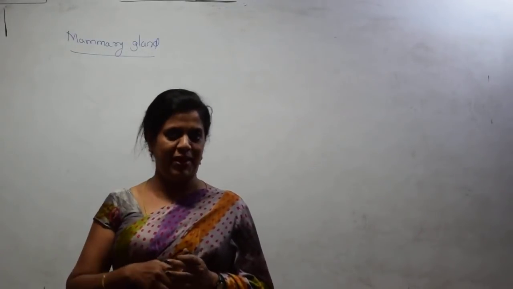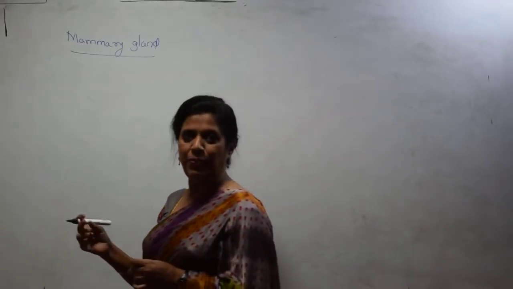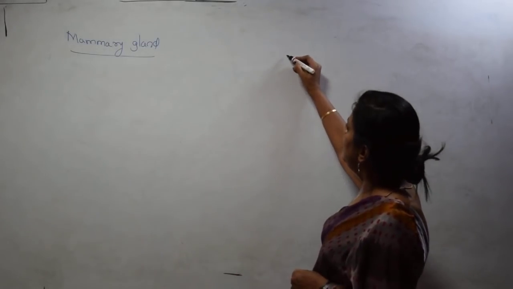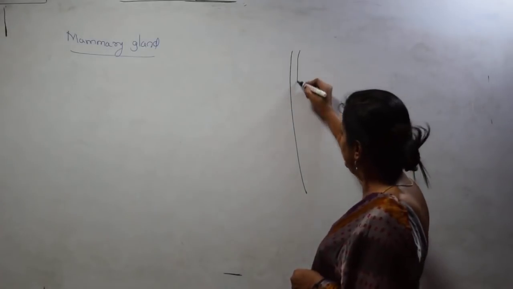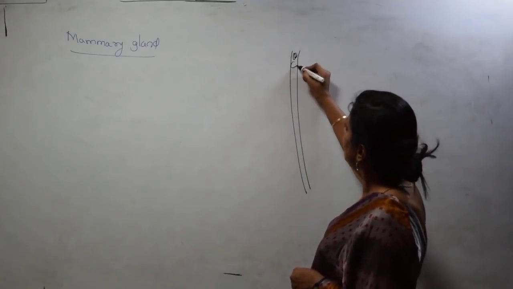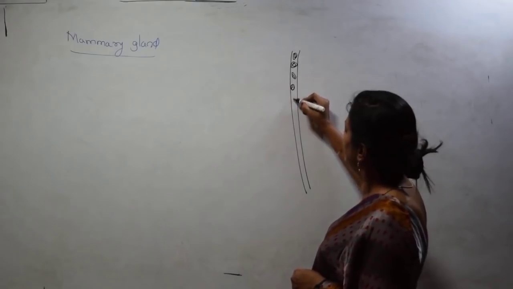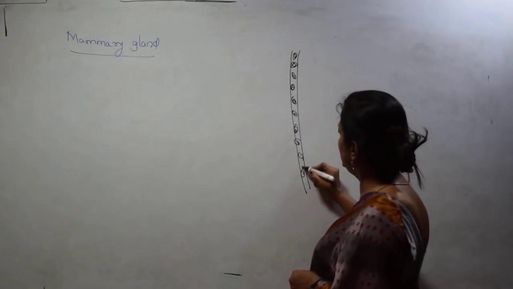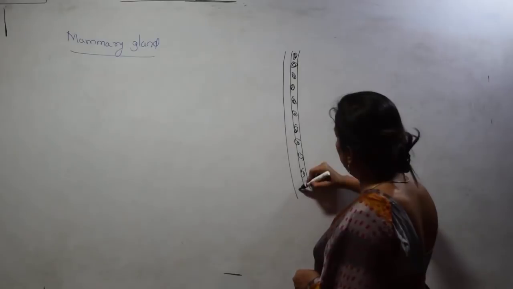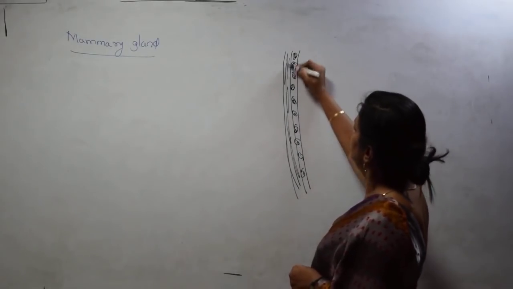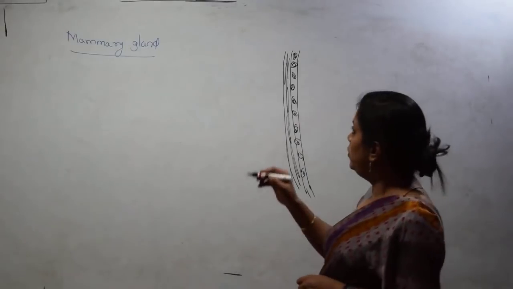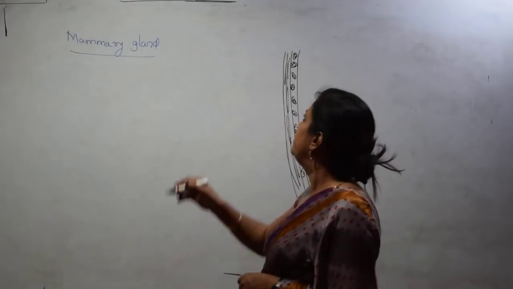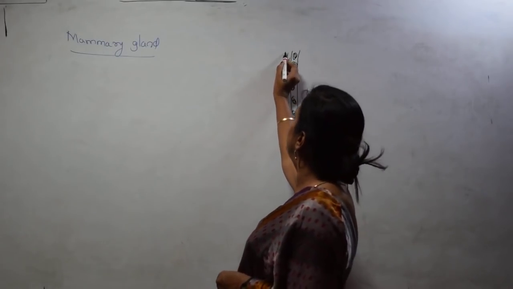Now, the female mammary gland. How does the structure appear? First, whatever I am drawing, this is the backbone. Here are the vertebrae. These are the vertebrae. You have to draw this. Then after this, there is the pectoralis major. These are muscles. From here, because the mammary glands are modified sweat glands, they appear from the first part of it.